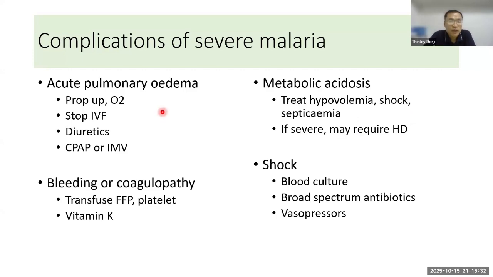For acute pulmonary edema, you'll have to prop up the patient, provide oxygen, stop IV fluid, give diuretics. Patient might require positive airway pressure or invasive mechanical ventilation. If there's bleeding or coagulopathy, you will have to transfuse fresh frozen plasma, platelet, or provide vitamin K. If the patient is coming with shock, manage it as per the septic shock protocol. Draw the blood culture, add broad spectrum antibiotics on top of your antimalarials, and then patient may require vasopressors.